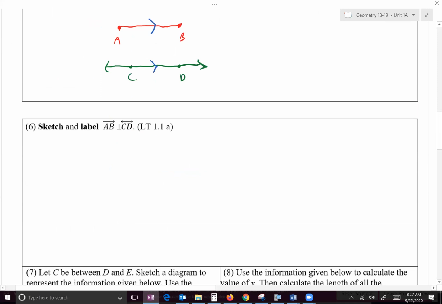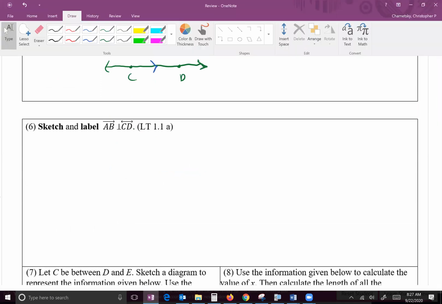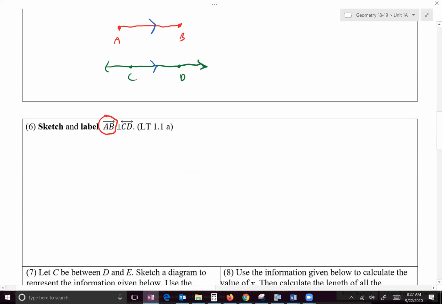Number 6. So same thing. Let's start with this guy. That is a ray. So ray, the order does matter. We have to start at the first point, so that's A, and then continue on past B. Okay. All right.